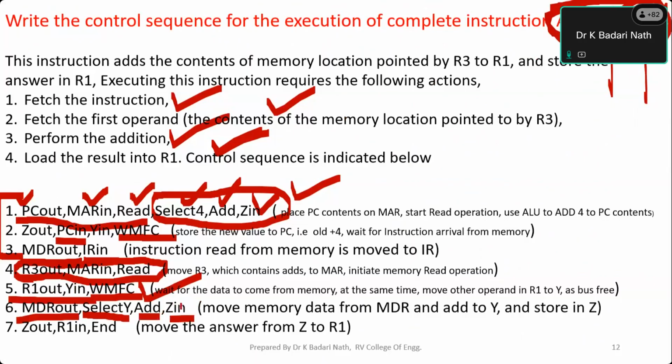We finished it. So where is the result? It is in the ZIN register. Open up the Z out and you are supposed to write into R1. So make R1 available for writing and then stop the execution. So these are the 7 steps. What is required to complete? Fetch the instruction, fetch the operand, perform the addition and move the data into the destination.